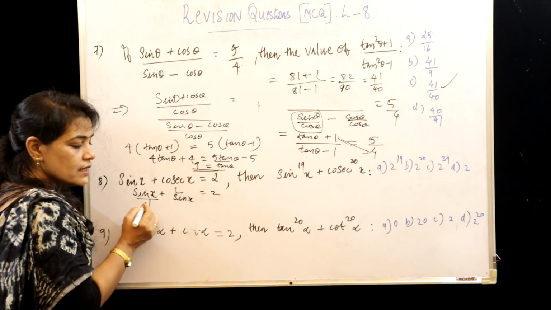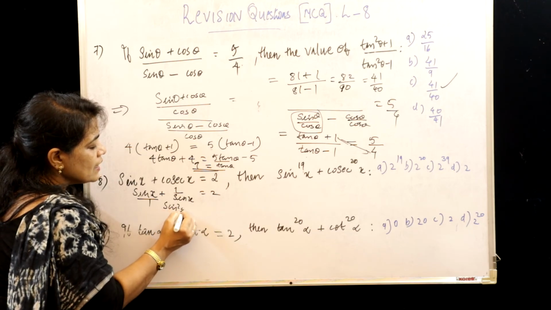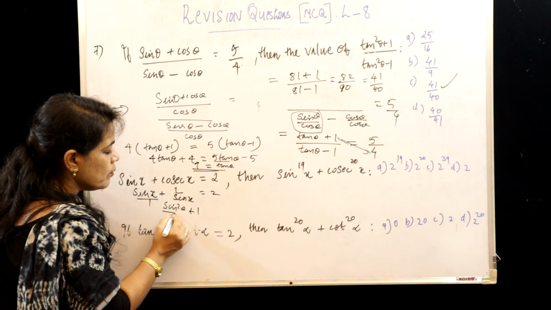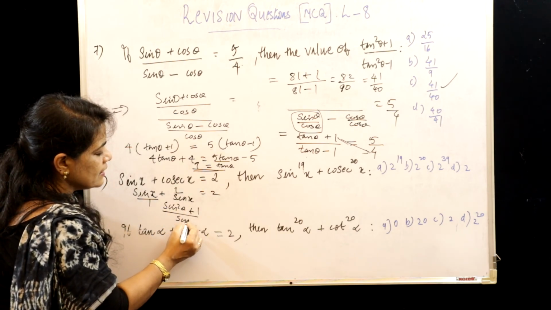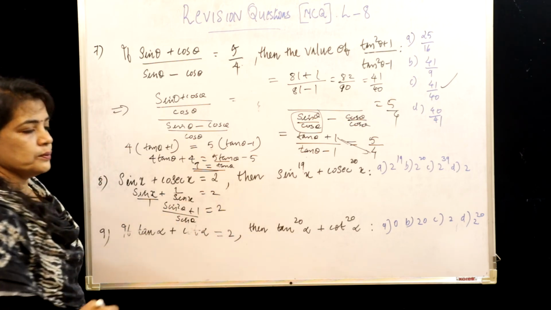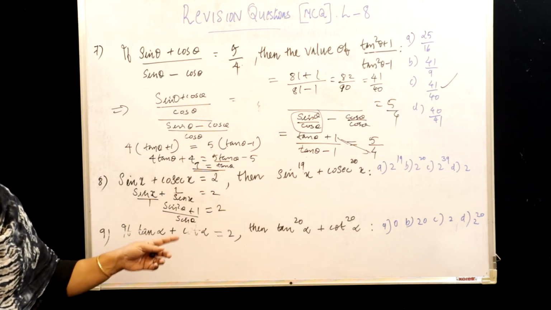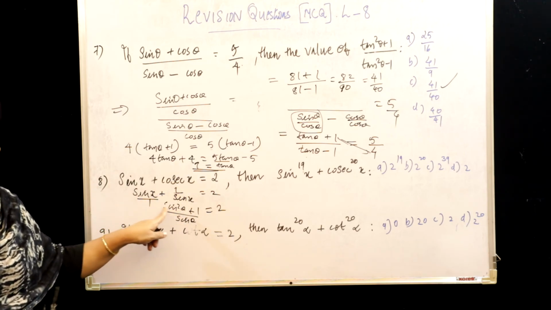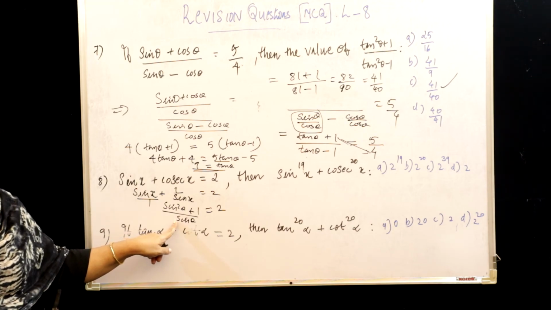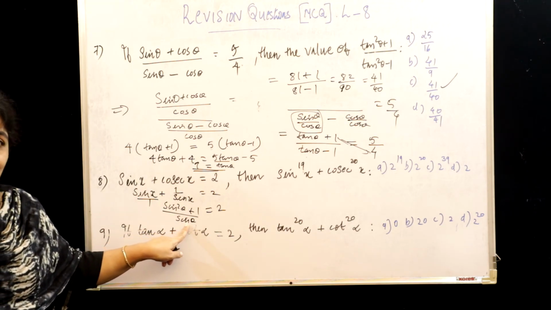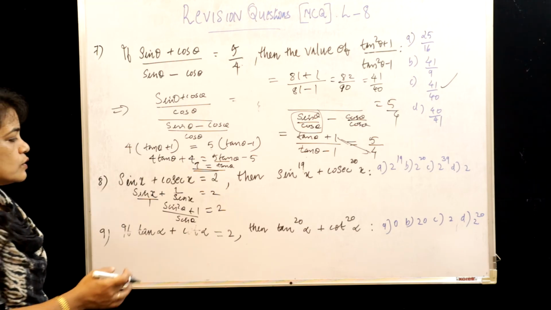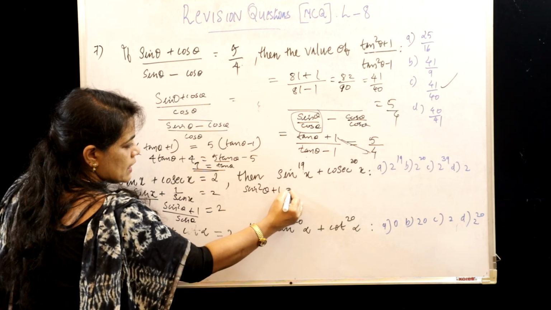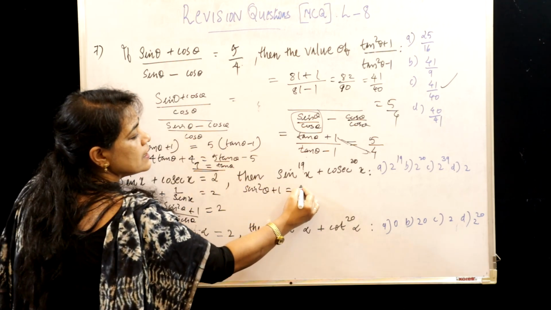So in this case you can just cross multiply. So sin theta into sin theta is sin square theta plus 1 divided by 1 into sin theta equal to 2. I have just written the reciprocal of cosec theta as 1 by sin theta and cross multiplied. Now we have this step. And the next step, I am going to take this sin theta to RHS. So sin square theta plus 1 equal to 2 into sin theta.